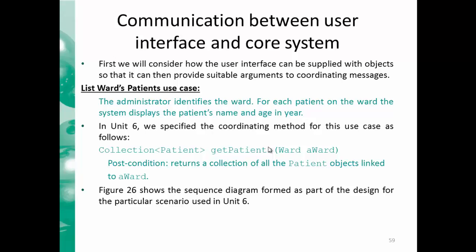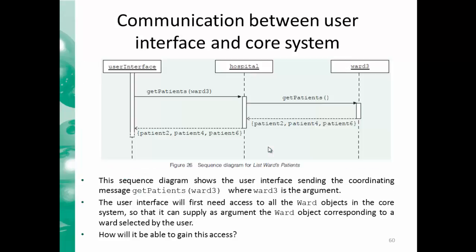Now, as you remember, we specified the coordinating method for this use case. It's called getPatients, that takes ward as a parameter, and it returns a collection of all patient objects linked to a ward. In this diagram, we show the sequence diagram for the list ward's patients. This sequence diagram shows the user interface sending the coordinating message getPatients to ward 3 and taking ward 3 as an argument.